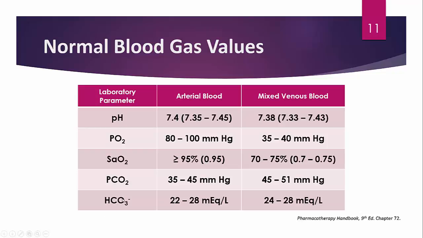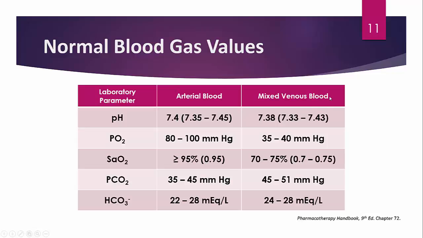And bicarbonate, which we commonly associate with the kidneys, the normal value is around 24, but can range anywhere from 22 to 28 to be normal. So it's important to keep all of these values in the back of your mind whenever you're looking at an arterial blood gas. And these will be numbers that you do need to know for examination purposes and in practice.